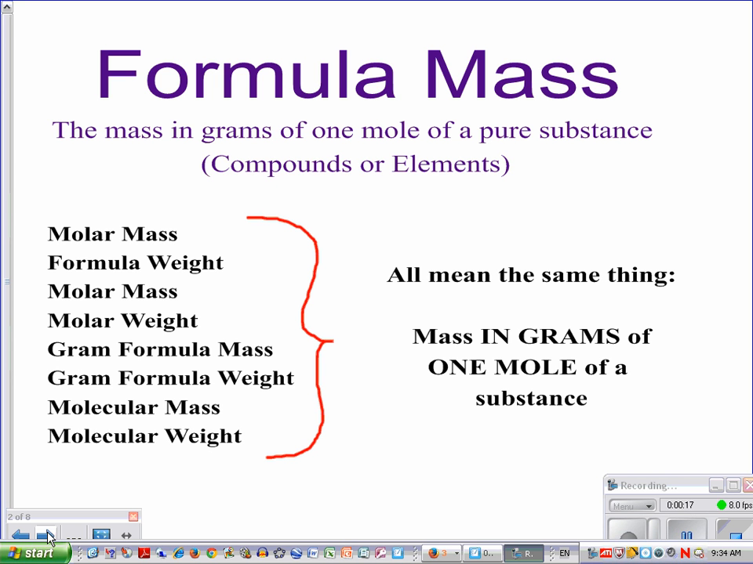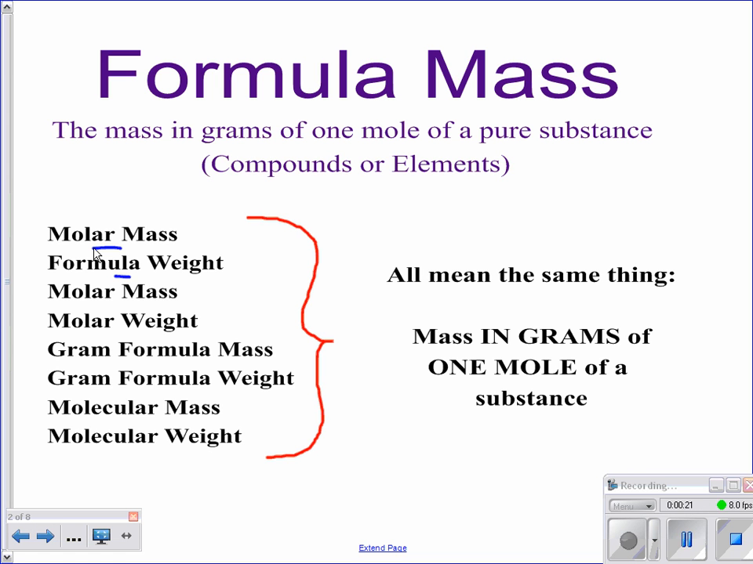So formula mass, you're going to see that word. You're going to see many words that all mean the same thing. Formula mass, formula weight, molar mass, molar weight, gram formula weight, molecular mass, molecular weight. All of these things mean exactly the same thing. And what it is, it's the mass of that compound in grams.